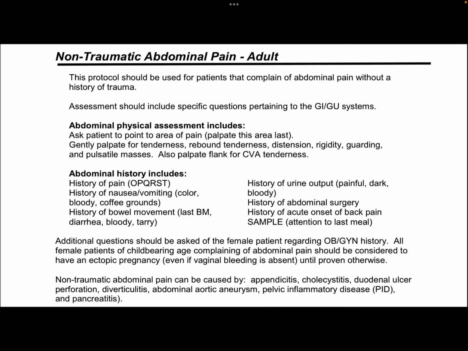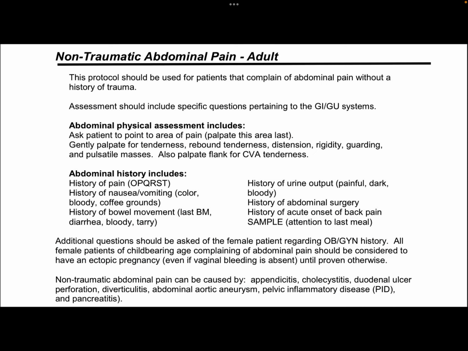Your assessment should include specific questions pertaining to the GI and GU systems. So ask the patient to point to the area of pain, and whatever area they point to, that's the area you palpate last. So gently palpate their abdomen, assess for tenderness, rebound tenderness, distension, rigidity, guarding, and a pulsatile mass. And also palpate their flanks for CVA tenderness to try and rule out anything that could be kidney related.